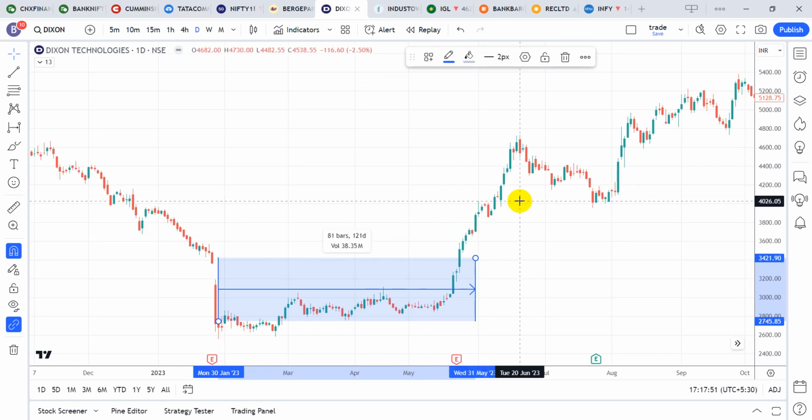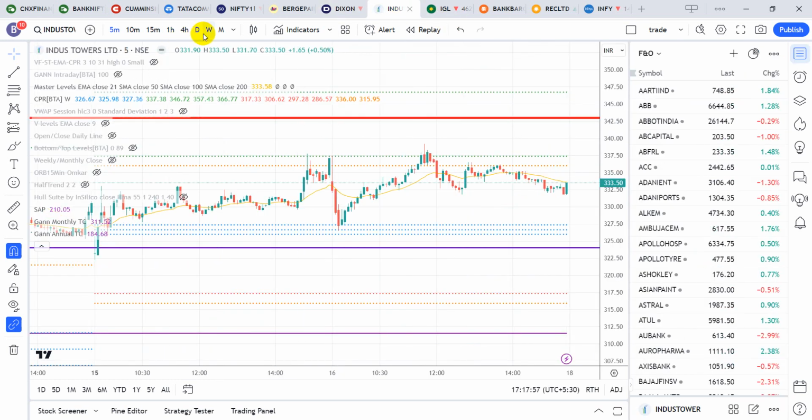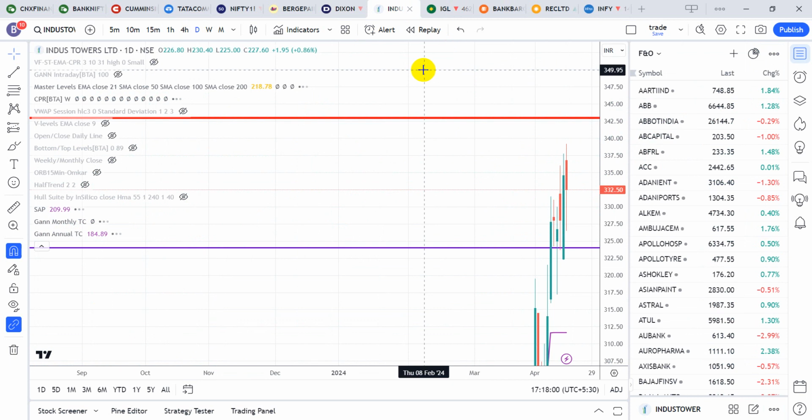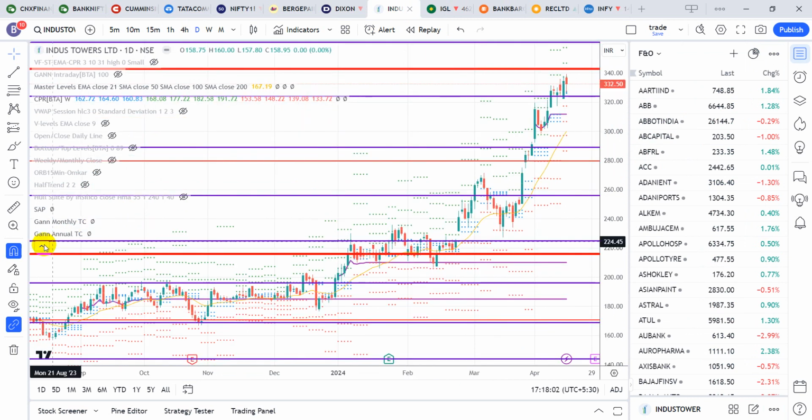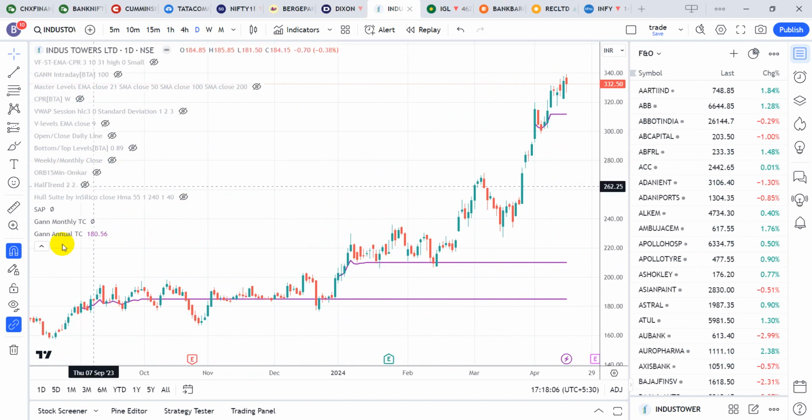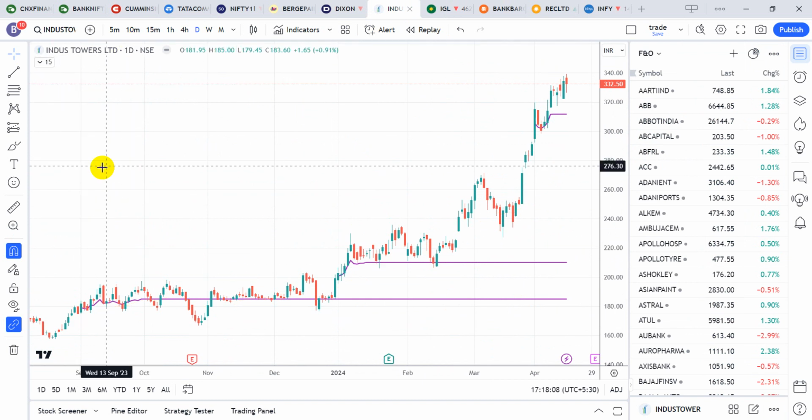So this is a very simple technique. It can be applied on any instrument of your choice, right? So IGL, Indus Tower has been making some good moves. Let's quickly find if we have an important time cycle for that. Just minimize all this. This is a daily chart.